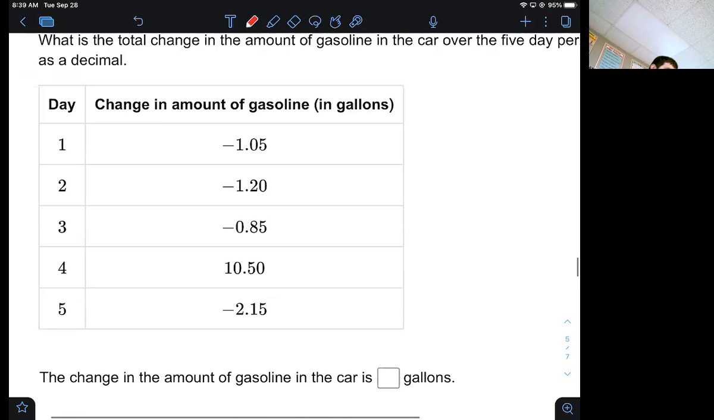Why don't we start? If we look at day 1, 2, 3, and 5, those are days we used gas on, or at least the overall change was negative because we used more than what we had put in. And day 4, we put in some. So why don't we start by adding these 4 negative numbers together? Of course, when we add negative numbers, if they're both negative or all negative, we join forces. This is going to make a really big negative number. That's going to tell us how much gas we used on these 4 days.